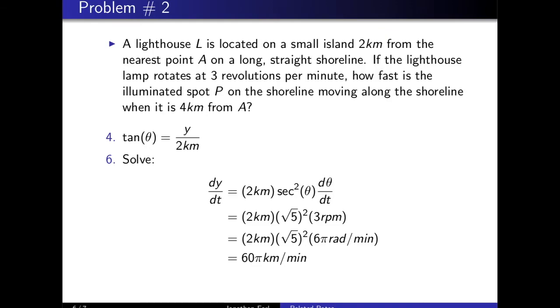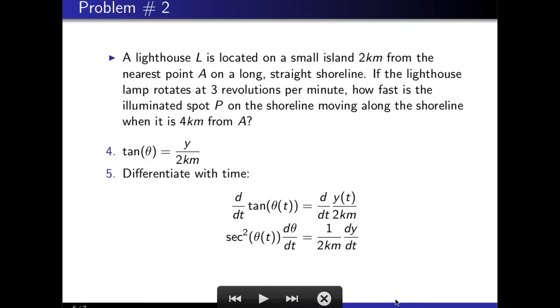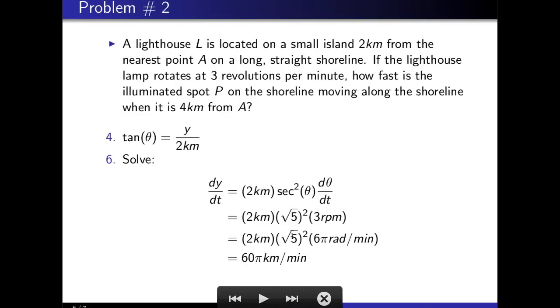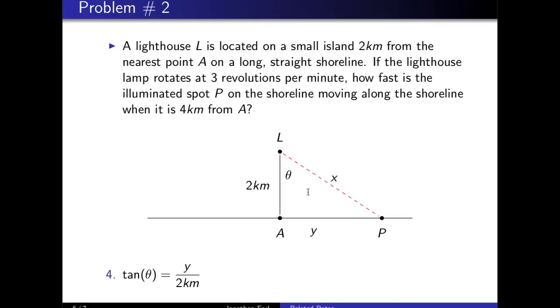Okay, now we want to solve things. When we isolate this expression for dy by dt, the thing we want to find, we get dy by dt is 2 kilometers times secant squared of theta times d theta by dt. We just now need to figure out what secant squared is. So let's come back to the picture. We'd said that we're looking for what's going on when the distance between A and P is 4 kilometers. So y is 4 kilometers.